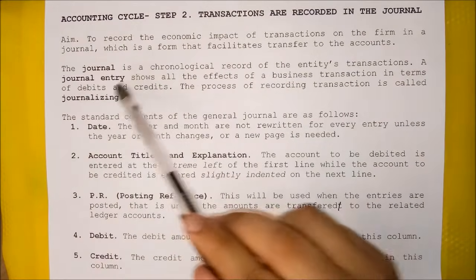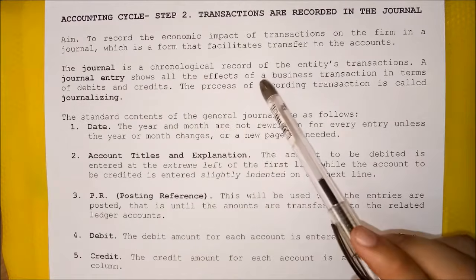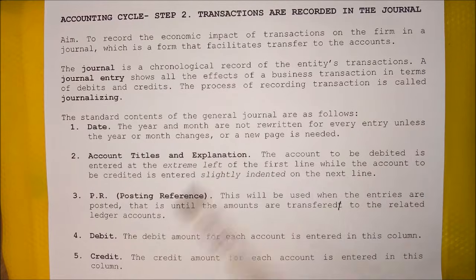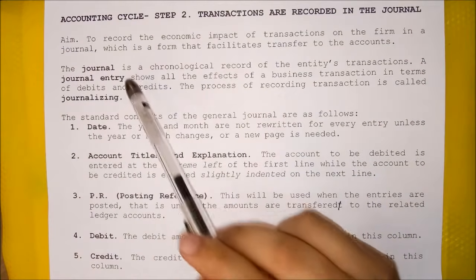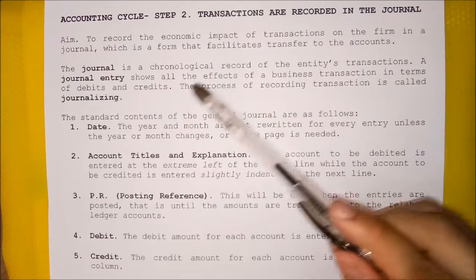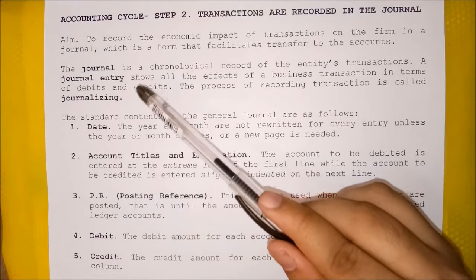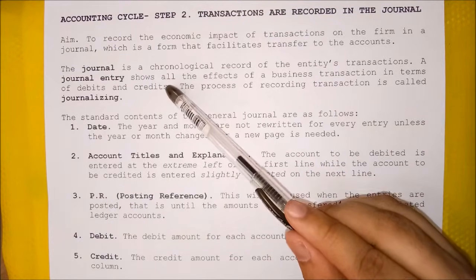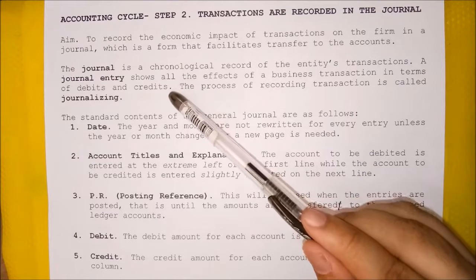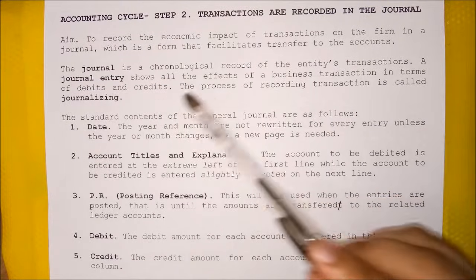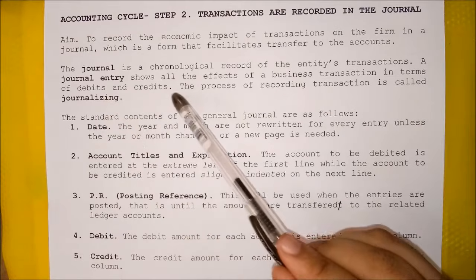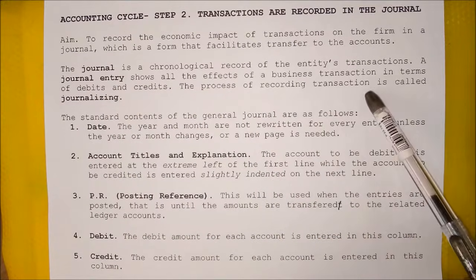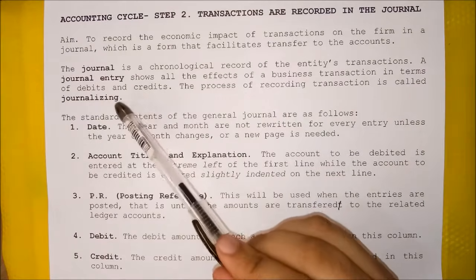A journal entry shows all the effects of a business transaction in terms of debits and credits. So, ibig sabihin, ang journal entry ay pinapakita yung effect ng particular na financial transaction sa assets, liabilities, and owner's equity in terms of debits and credits. The process of recording transactions is called journalizing.